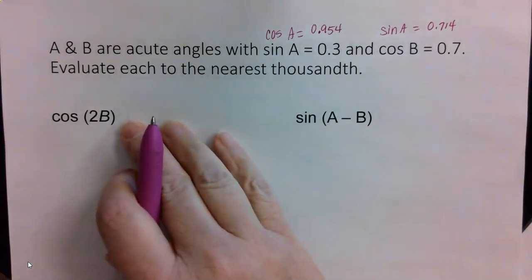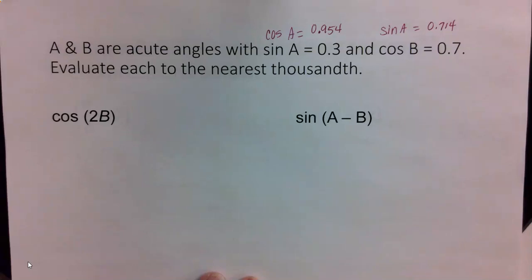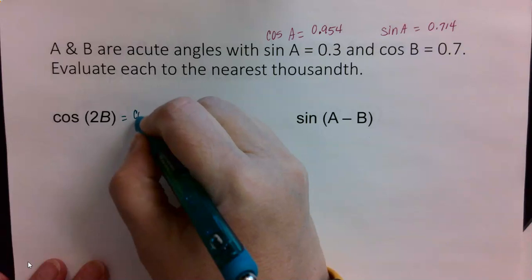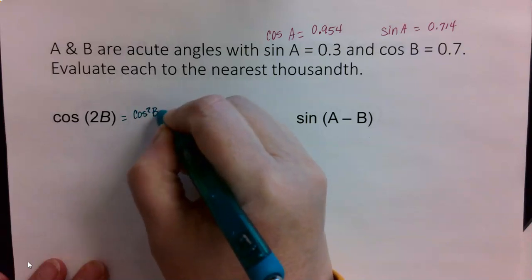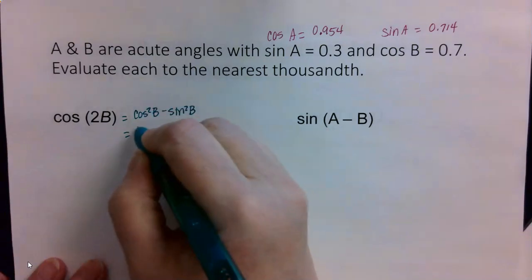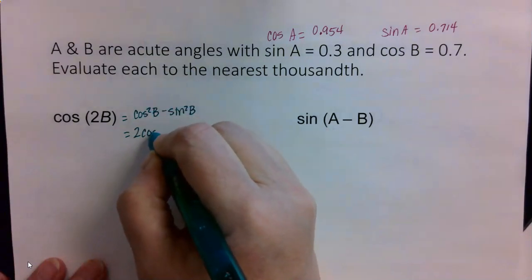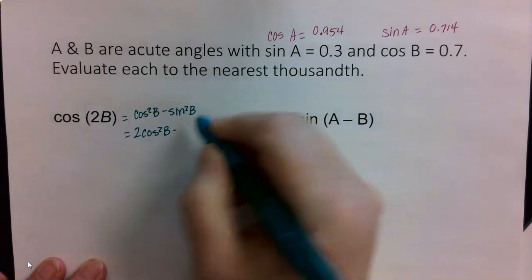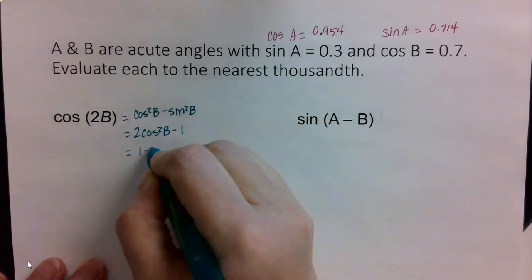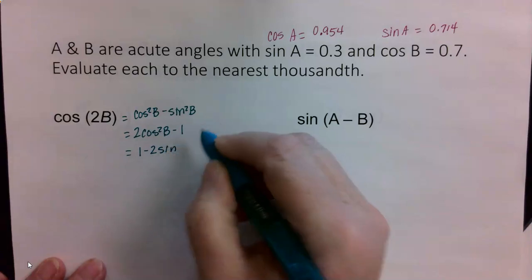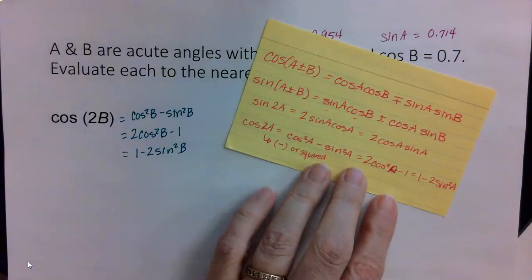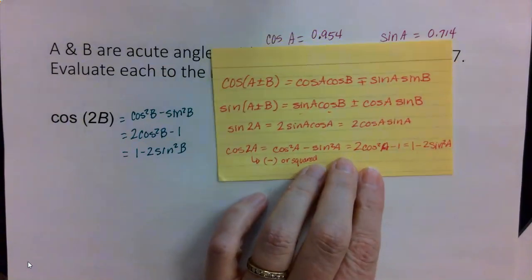Now, in this particular instance, we have a choice here for cosine, because our cosine 2B could be cosine squared minus sine squared, or it could be 2 cosine squared minus 1, or it could be 1 minus 2 sine squared. And again, I just copied those in terms of my question from my card, okay?